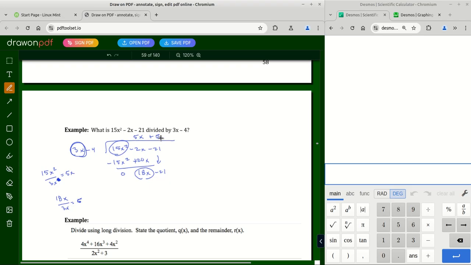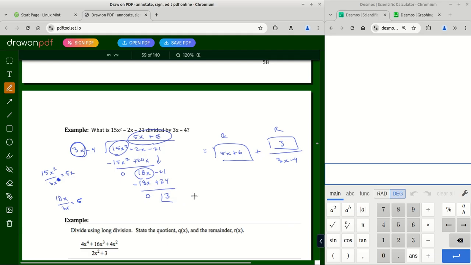Anyways, so I got 6 times 3 is 18. And then 6 times a 4 is a 24. That's supposed to be a negative 24. Switch your signs. Once again, you get a 0 there, of course. And then here you get a 3, and that's my remainder. So my result would then be a box plus a box over 3x minus 4. Again, quotient and remainder. I would put in this box 5x plus 6, and in this box I put a 3. And there you go. You got this answer, you got this answer.